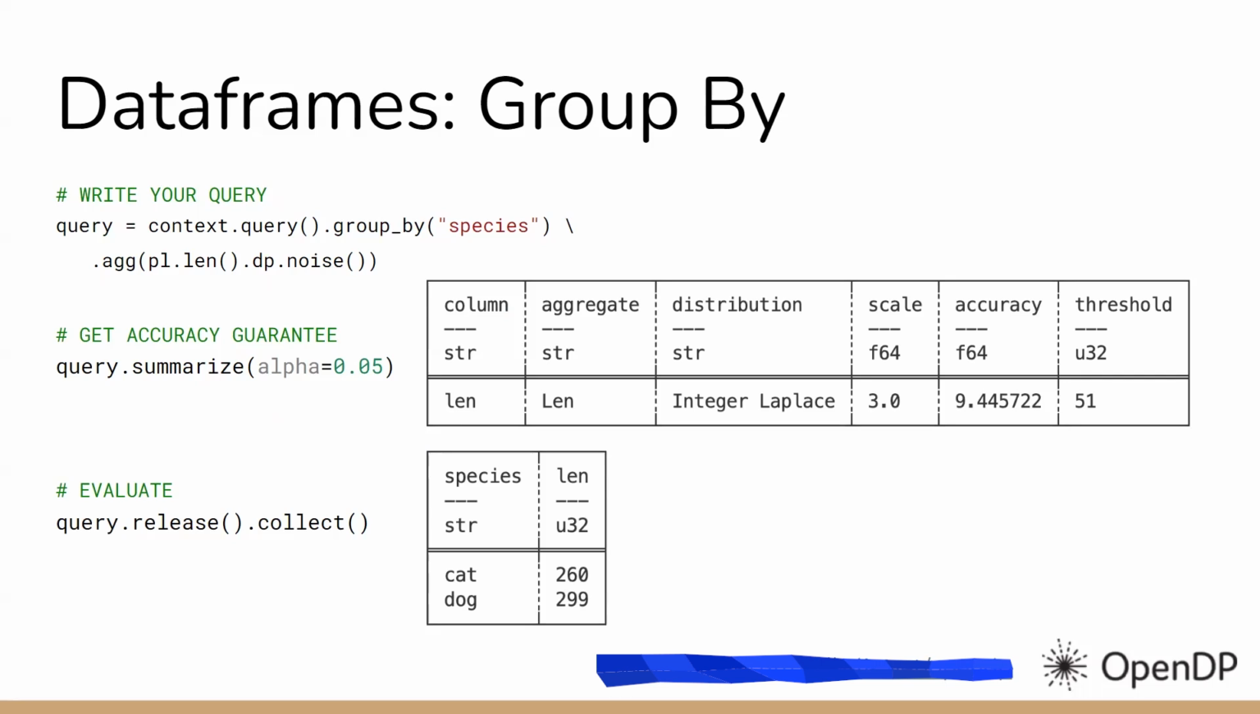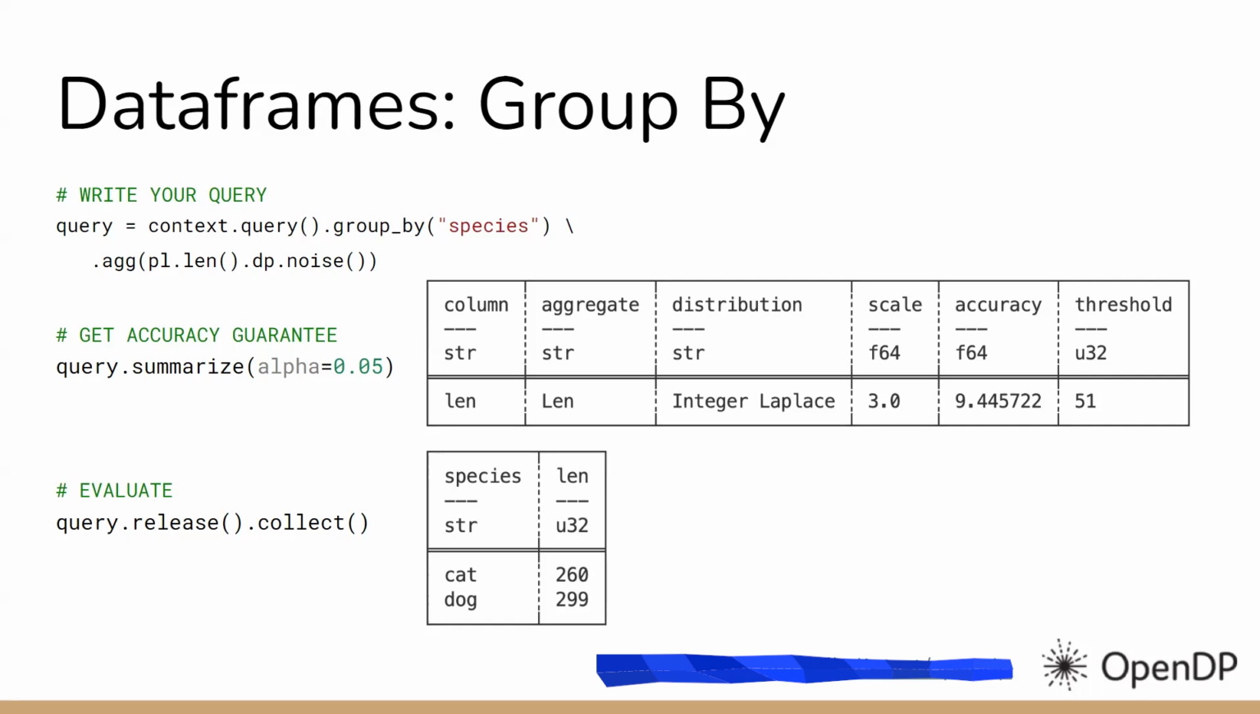Any questions about this API at this point? Yeah. Was the threshold chosen automatically, or was that set earlier in the query? Was the threshold in that column set automatically, or was that chosen when you set up the query?